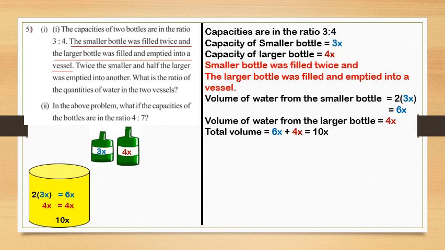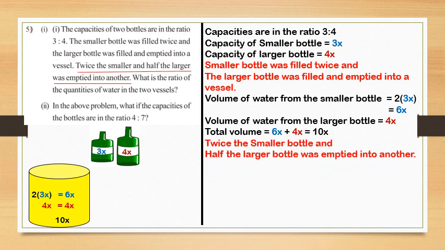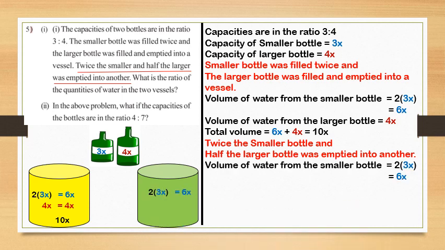And see our question again. Twice the smaller and half the larger was emptied into another. So let us take another vessel. Here also 2 times water filled from smaller bottle and half water from the larger bottle. So let us write volume of water from the smaller bottle equal to 2 into 3x, which is equal to 6x, and volume of water from the larger bottle equal to half of the larger bottle, which is equal to 4x divided by 2, which is equal to 2x.